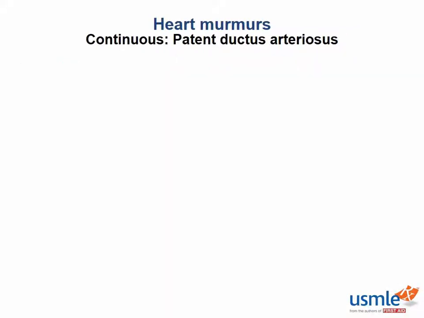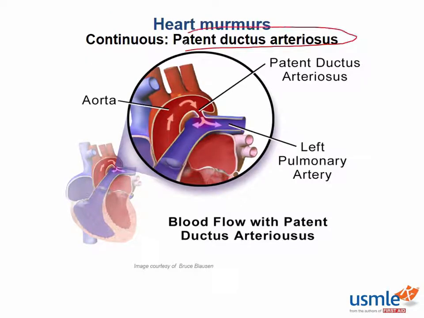So now we're going to move on to continuous murmurs. And these are murmurs that continue throughout the entire cardiac cycle, both systole and diastole. The most common murmur that is continuous is patent ductus arteriosus, or a congenital cardiac defect in which the ductus arteriosus, or the fetal connection between the aorta and the pulmonary artery, is maintained in early life. It remains patent.